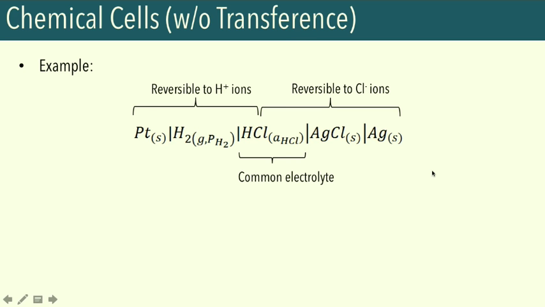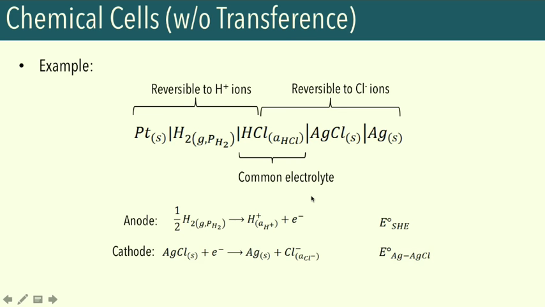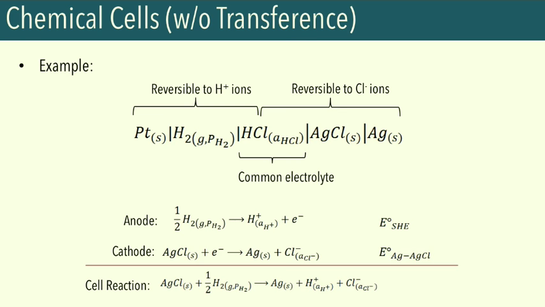Okay, so let's write out our anode half reaction. We see that we have the oxidation of our hydrogen gas to form H plus ions. And we also have the corresponding cathode half reaction: our silver chloride forming silver solid and our chloride ions. If we add these two together, we get our net reaction. But it's also important to keep in mind that since we're dealing with a single solution, we could rewrite our H plus and our chloride ions as just HCl, which has a common activity of HCl.